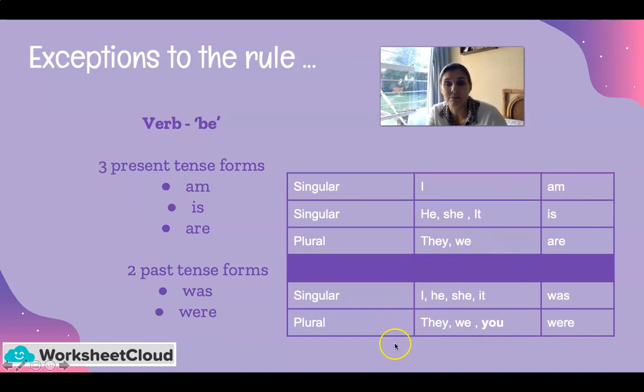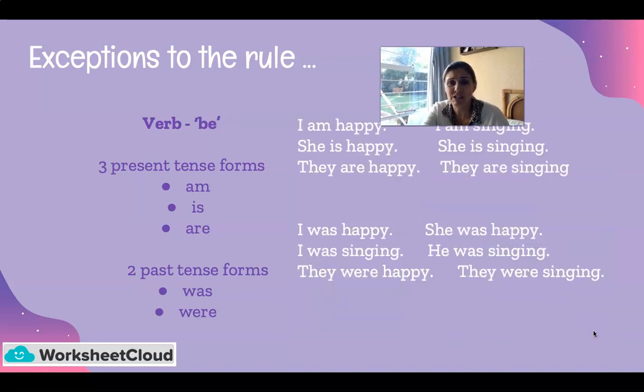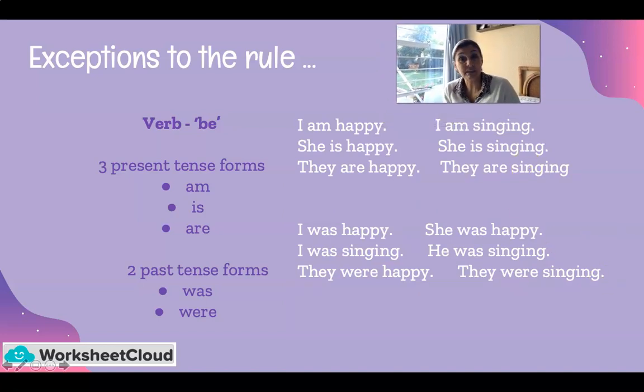And then again here at the bottom, the past tense, the singulars I, he, she, it use was, and the plural they, we, or you, because remember we spoke about you as in a group, use were. You were sick, not you was sick. So let's actually now just see some of these in practice. I am happy, I am singing. She is happy, she is singing. They are happy, they are singing.